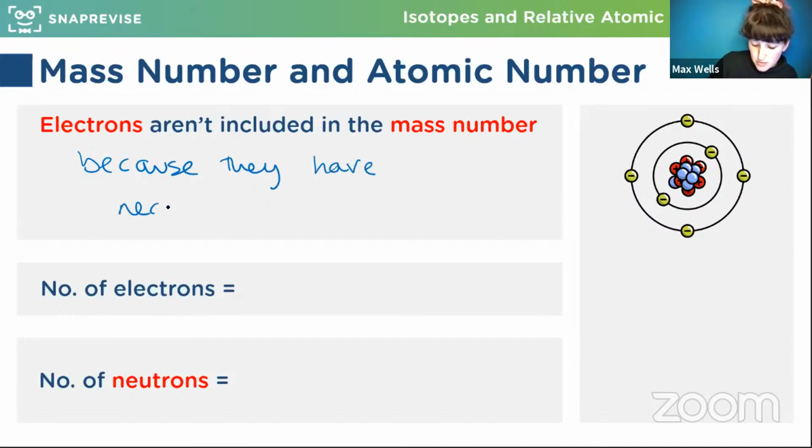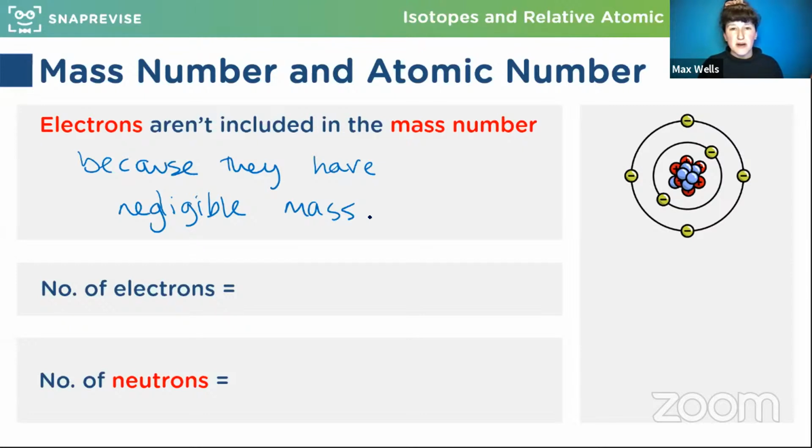negligible, and this is where I can't spell negligible. That's why. Negligible mass. There we go. So they've got negligible mass. That basically means it's not noticeable, the amount of mass that they contribute to the mass of an atom compared to the mass of the atom.